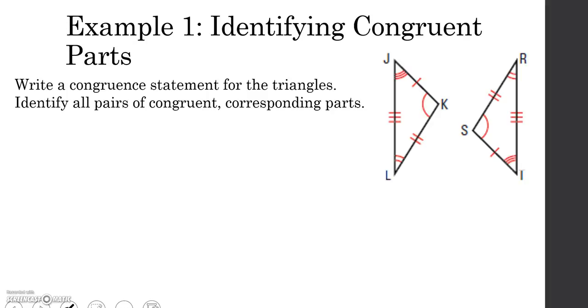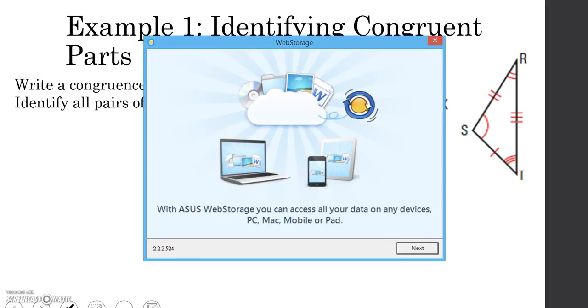Okay, so let's go ahead and do an example with that. I would suggest hitting the pause button, trying this on your own, and identifying the congruent parts of the triangles here on the right. Two sets of triangles. Sorry about that.